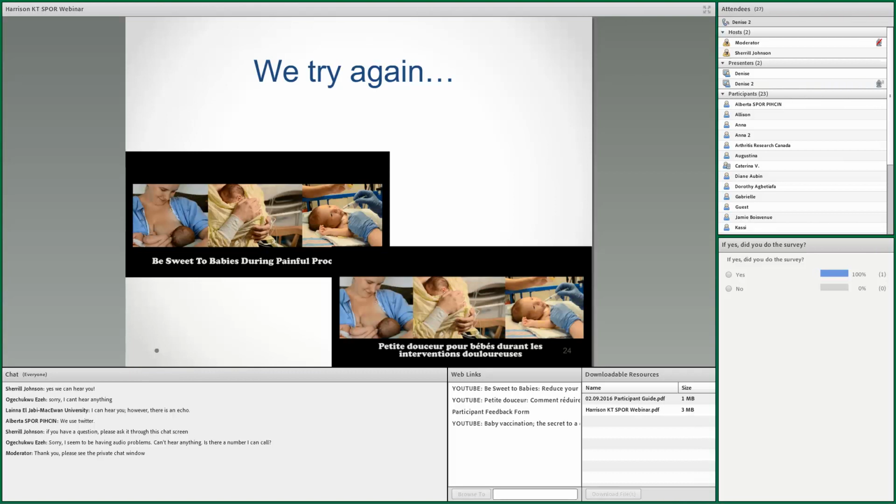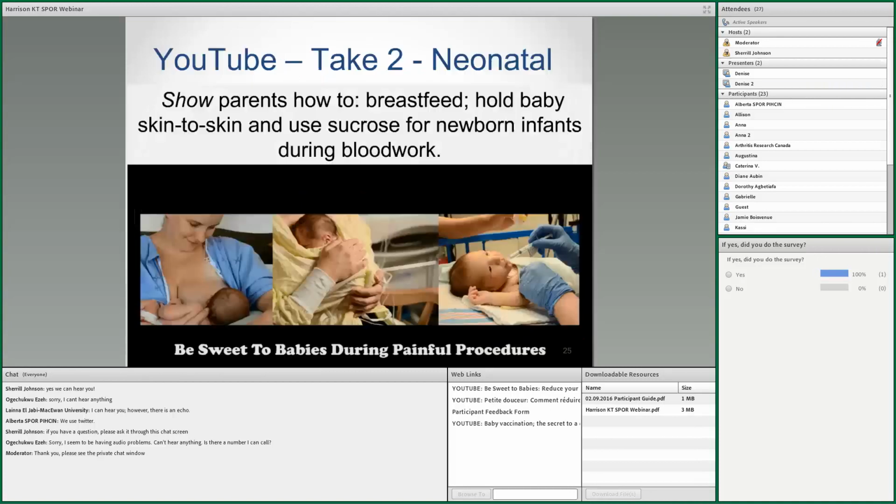a little guy breastfeeding during his heel lance, a little girl being held skin to skin during her heel lance, and another little guy in hospital having blood taken by venipuncture, and his dad was actually there during the filming and was the one giving the sucrose. So this was our YouTube take 2, so we really targeted this again at parents, showing how they can breastfeed, hold their baby skin to skin and use sucrose for newborn infants during blood work.